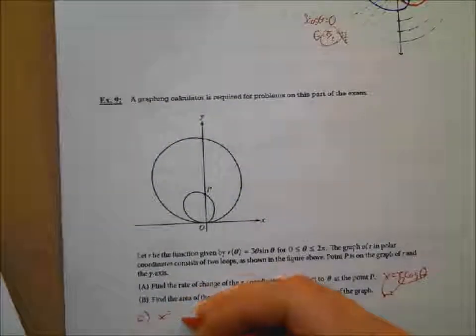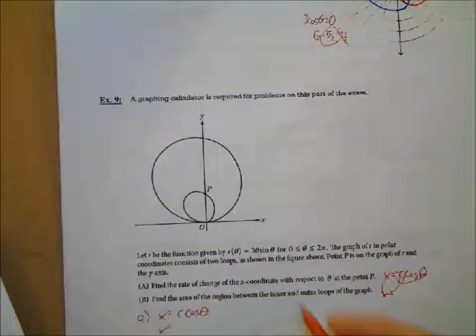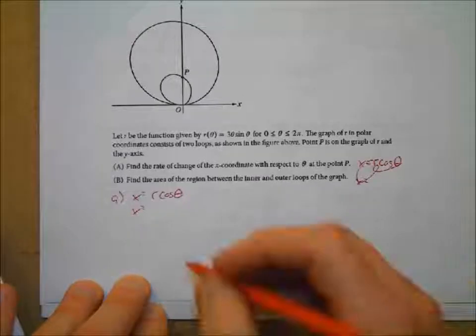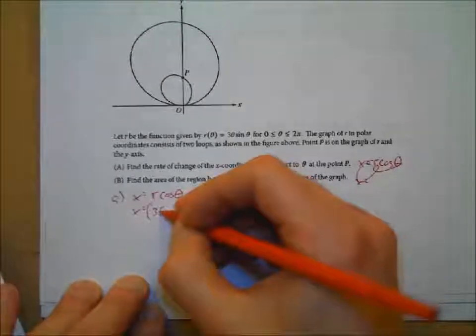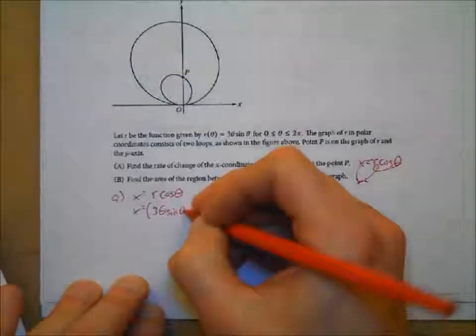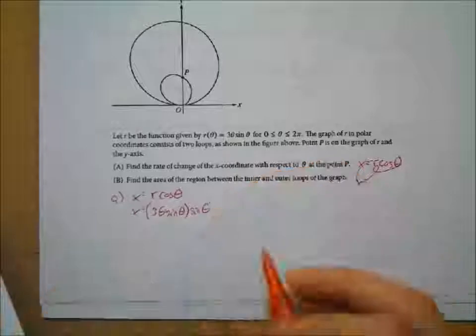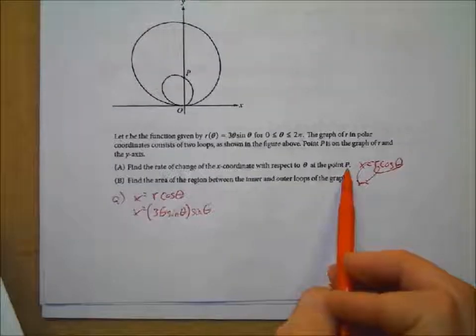X equals R cosine theta. So R is 3 theta sine theta times sine theta. And we want to find the rate of change of the x-coordinates with respect to theta at the point P.